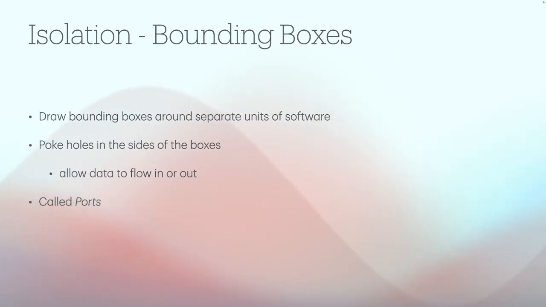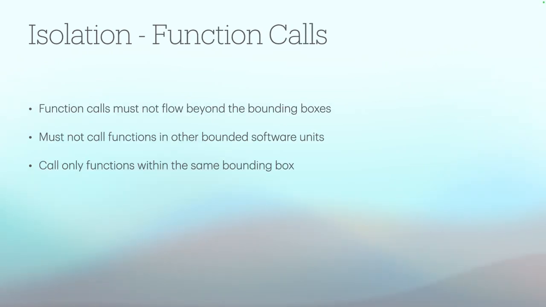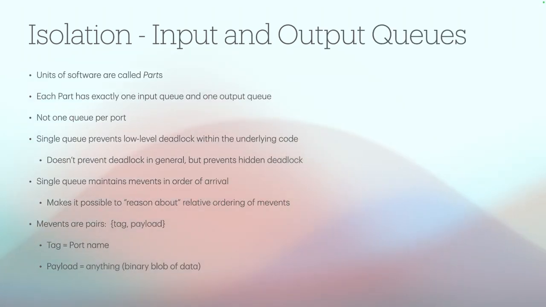Draw boundaries around separate units of software and poke holes in the sides of the boxes to allow data to flow in or out. These holes are called ports. Function calls must not flow beyond the bounding boxes. You must not call functions in other bounded software units, only call functions within the same bounding box. Units of software are called parts.